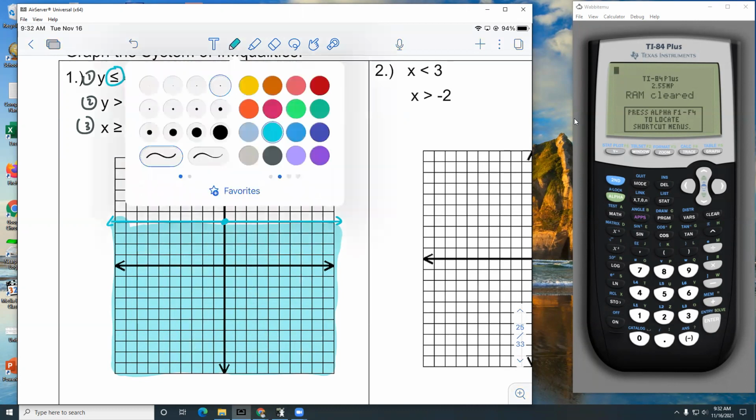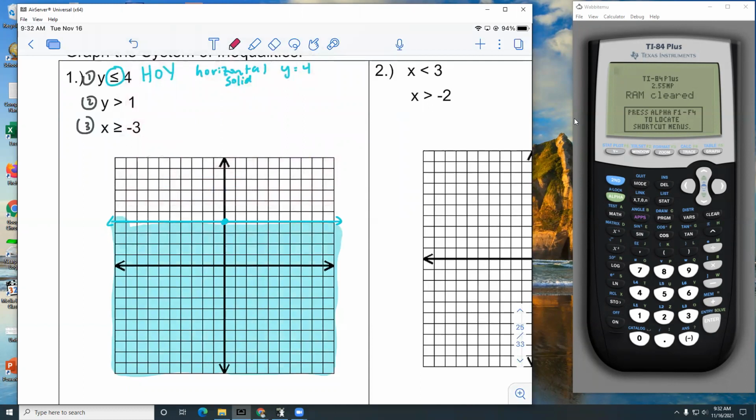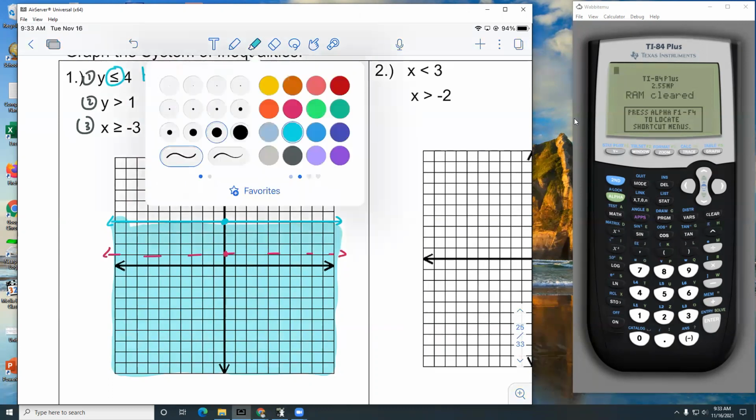The next one is y is greater than 1. This is also a Hoy. So it's going to be a horizontal line at y equals 1. And in this case, it's going to be dashed. And since it's greater than, I want all y values greater than 1. So I'm going to shade above. So go to y equals 1. Draw in your dashed horizontal line. And then let's go ahead and shade above.